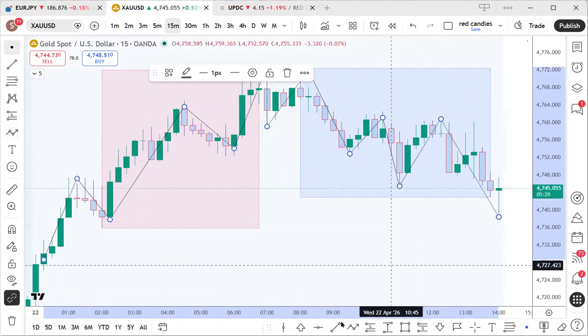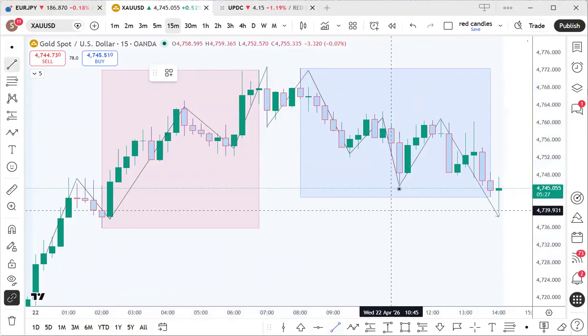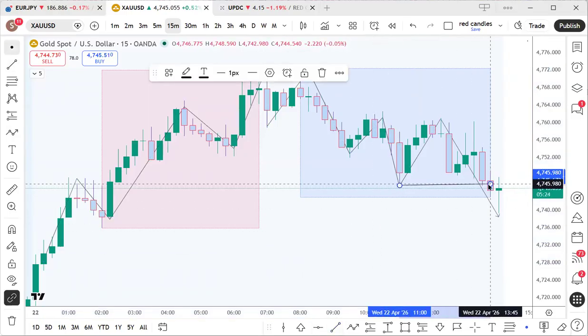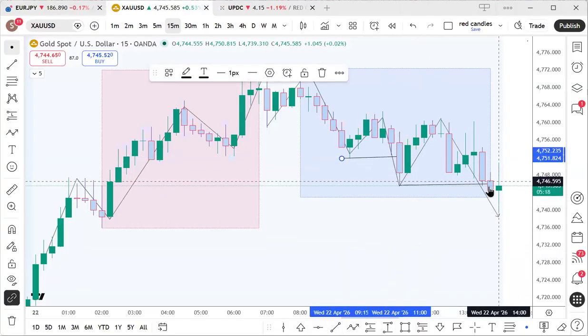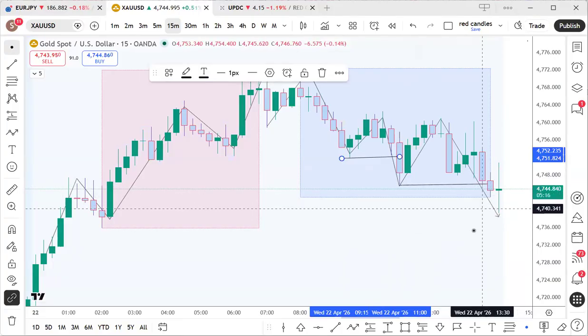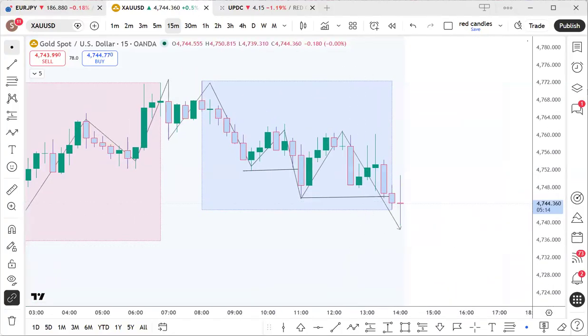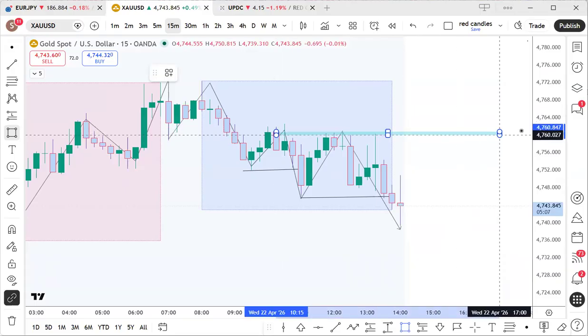But it looks like it's rejecting that. Okay, let's see. But actually, it's broken structure already, right? It broke structure twice now. So it broke structure here, and it's broken structure here. But now it's trying to decide, do we really want to go further down? Okay, where is our line in the sand?